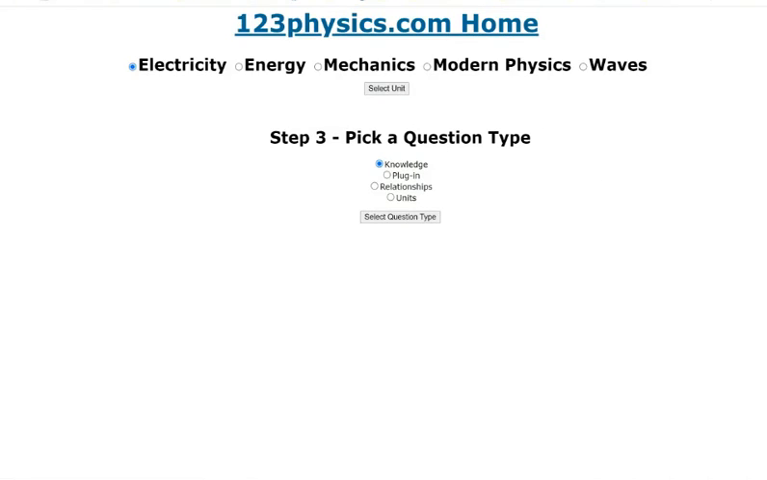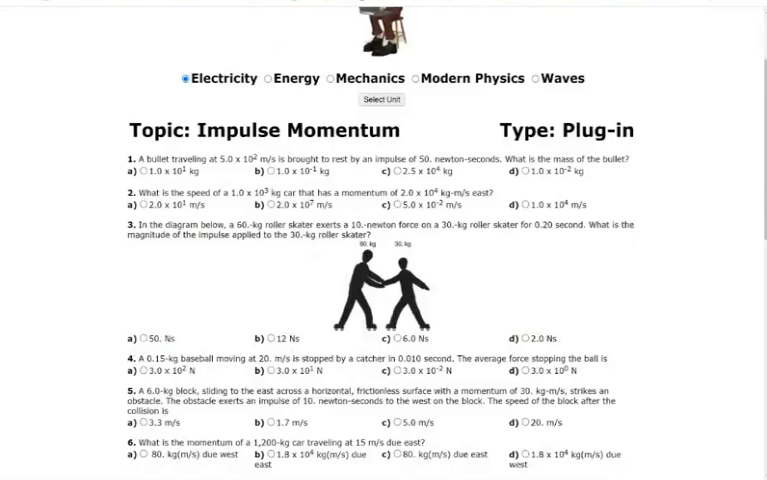Some of these are really, really hard, so don't freak out. You're not going to get a lot of hard ones. You want to do the plug-in impulse? Okay, all right. So watch the strategy.